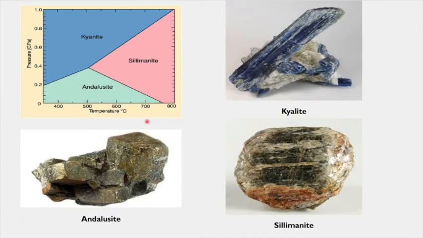Okay, so these are the aluminosilicates. This blue color is kyanite. Sorry for the typo here, please read it as kyanite. This one. This brownish reddish color mineral is sillimanite. This one. And this brownish color is andalusite.